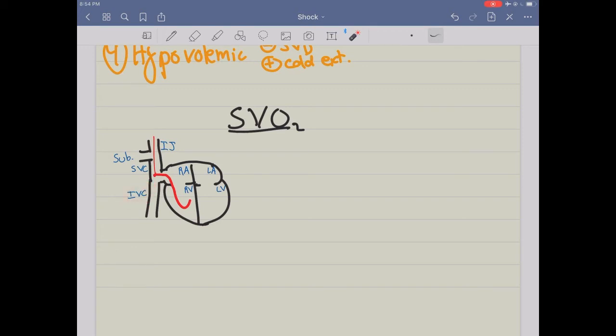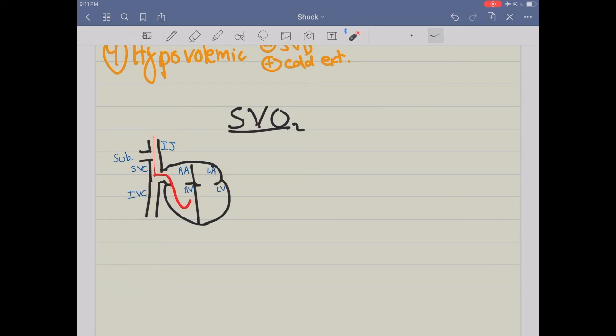The red line here, you have a thin and a thick red line. The thin red line, which goes from your IJ all the way down into your SVC, represents a central catheter, a central line. Central lines can go from your IJ, from your subclavian, or from your inferior vena cava via your femoral vein. They usually end right around the entrance of the right atrium. The thicker red line here represents a Swan-Ganz or PA catheter. This also can come in from your internal jugular, your subclavian, or your IVC, but it goes into your right atrium, right ventricle, and ends up in your pulmonary artery.